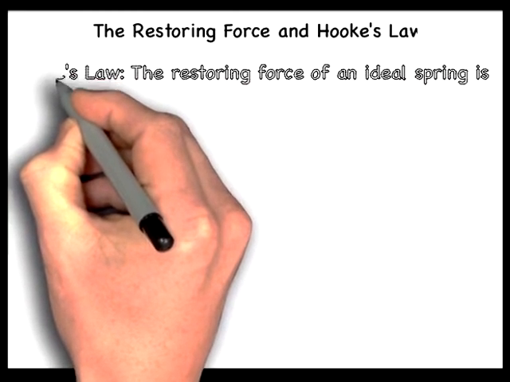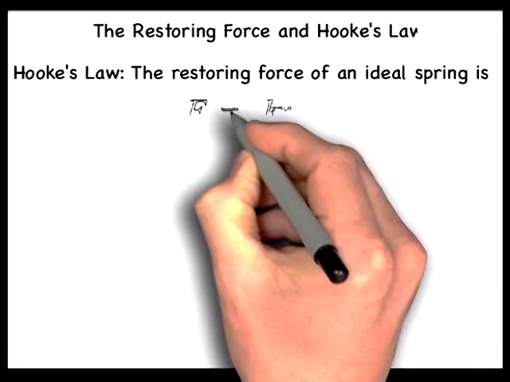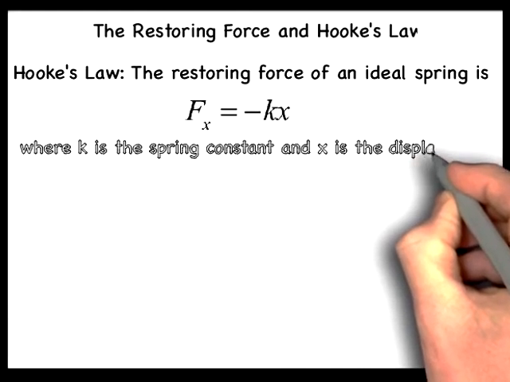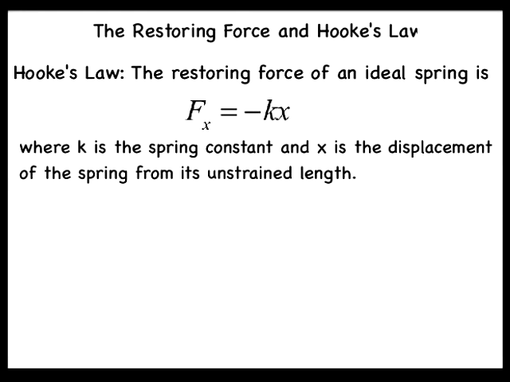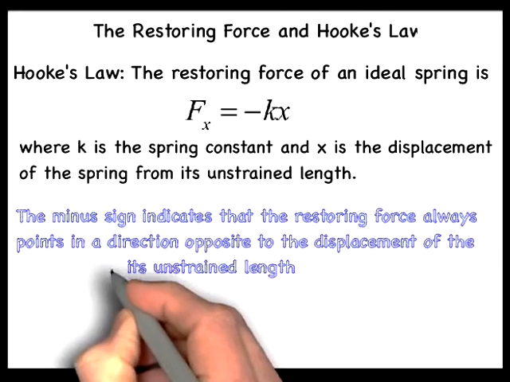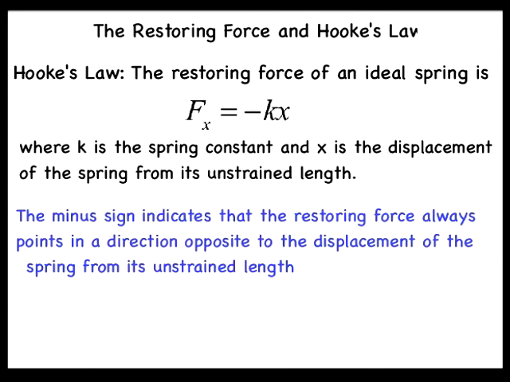The restoring force of an ideal spring is F_x equals negative kx, where k is the spring constant and x is the displacement of the spring from its unstrained length. The minus sign indicates that the restoring force always points in a direction opposite to the displacement of the spring from its unstrained length.